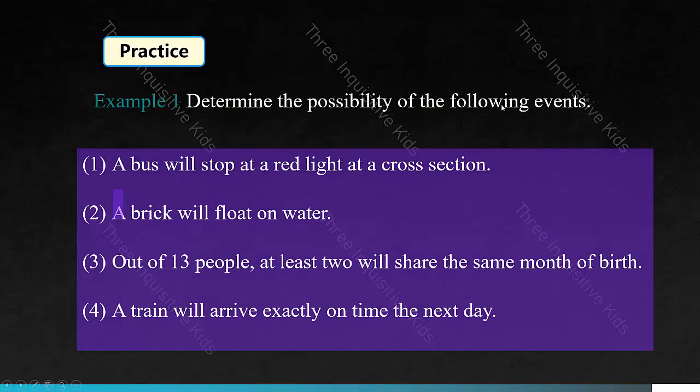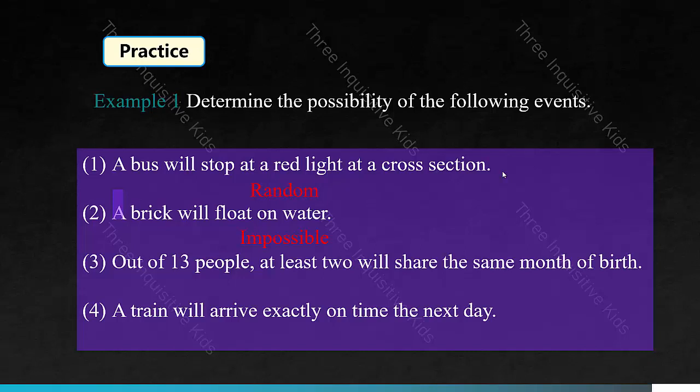Determine the possibility of the following events. Number 1, a bus will stop at a red light at a cross section. That is random. A brick will float on water. That is impossible. Out of 13 people, at least 2 will share the same month of birth.